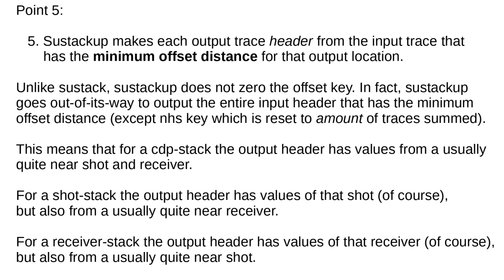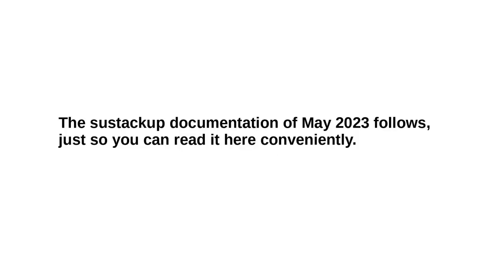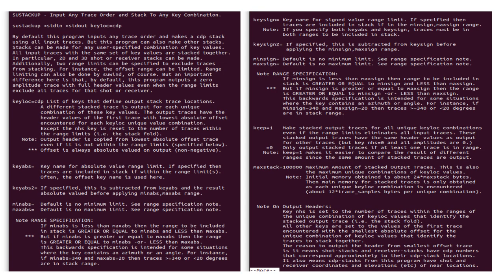For a shot stack, the output header has values of that shot, of course, but also from a usually quite near receiver. For a receiver stack, the output header has values of that receiver, of course, but also from a usually quite near shot. The SU StackUp documentation of May 2023 follows, just so you can read it here conveniently.